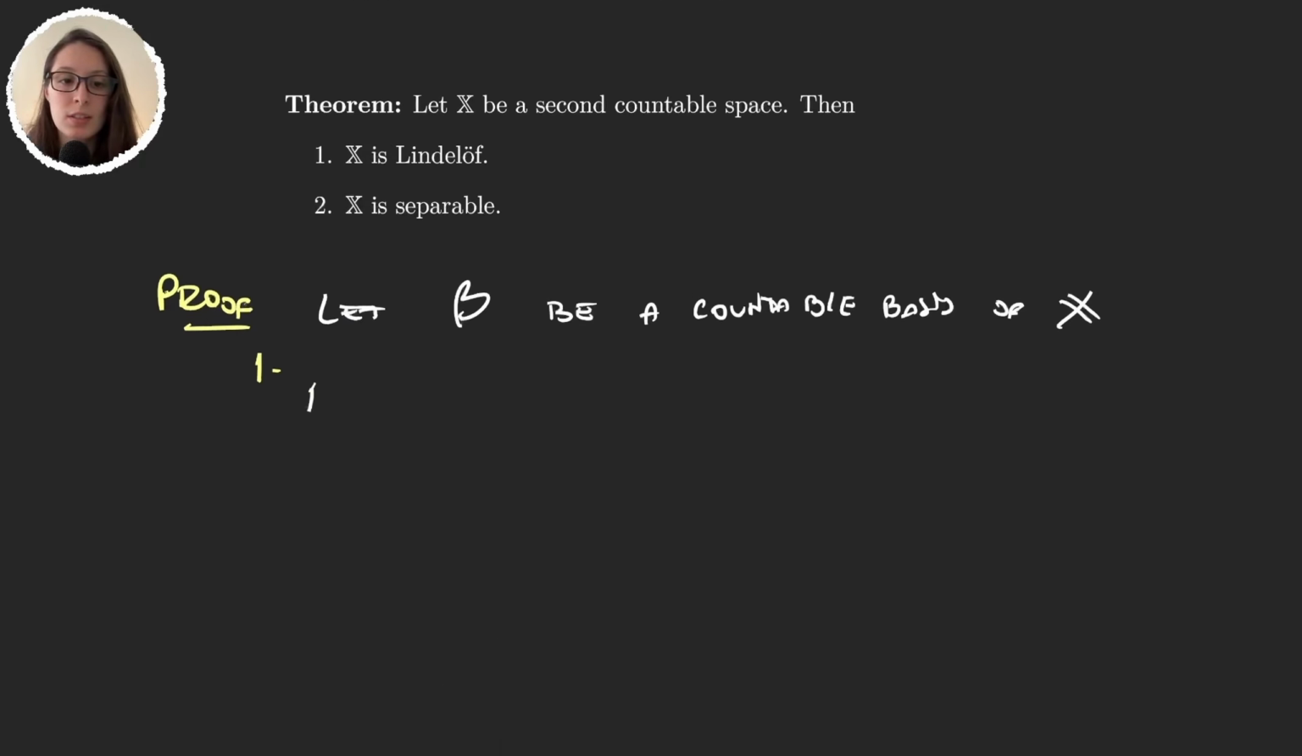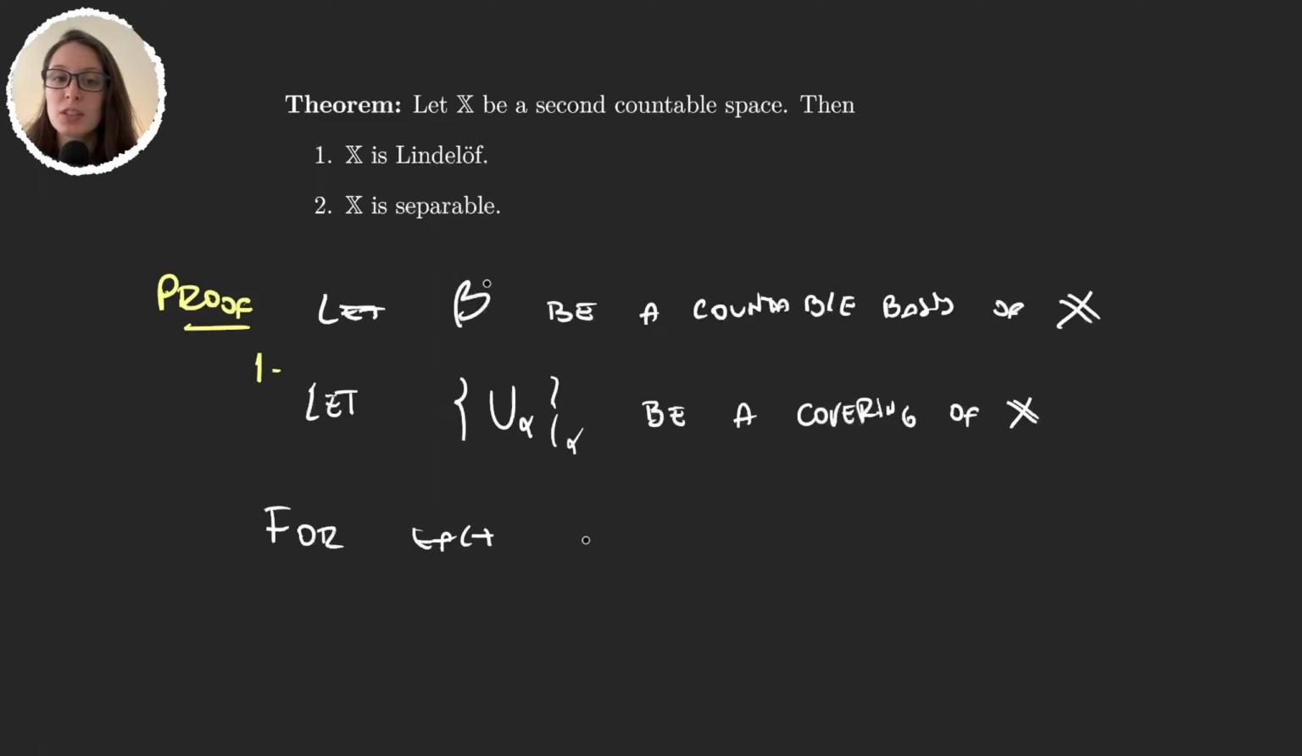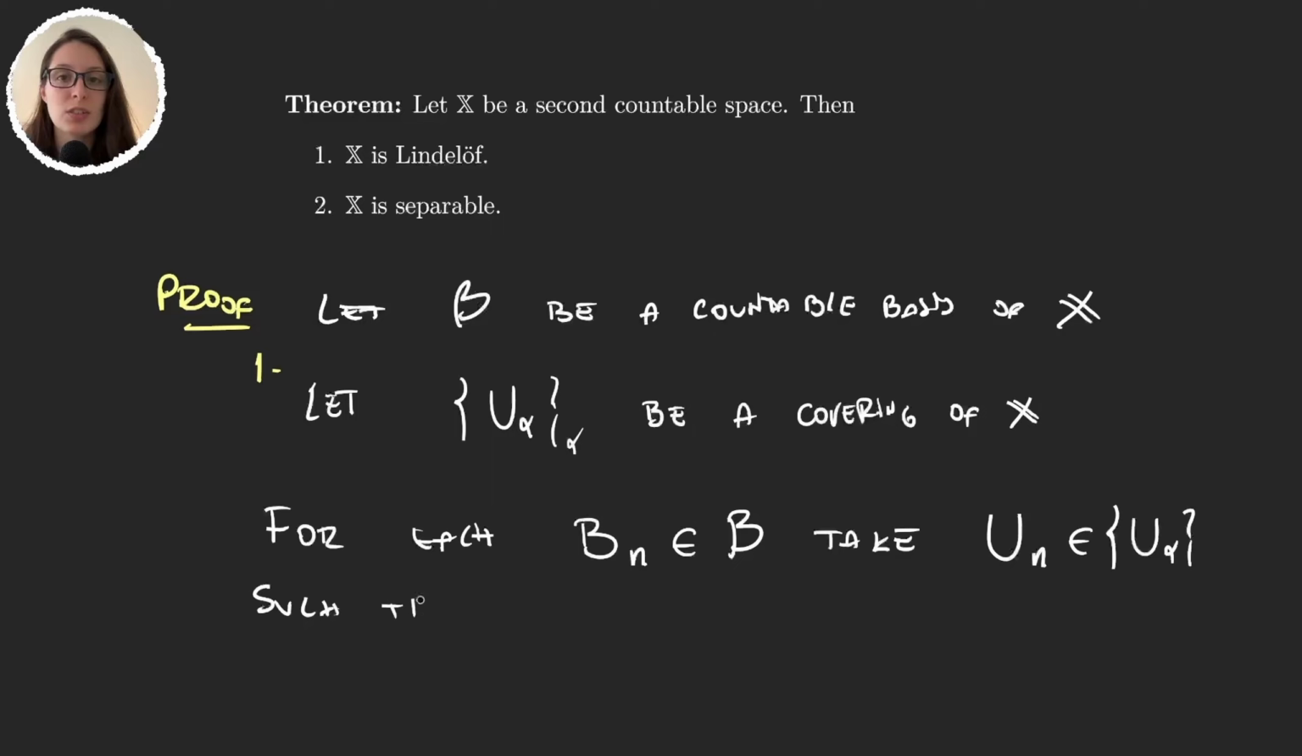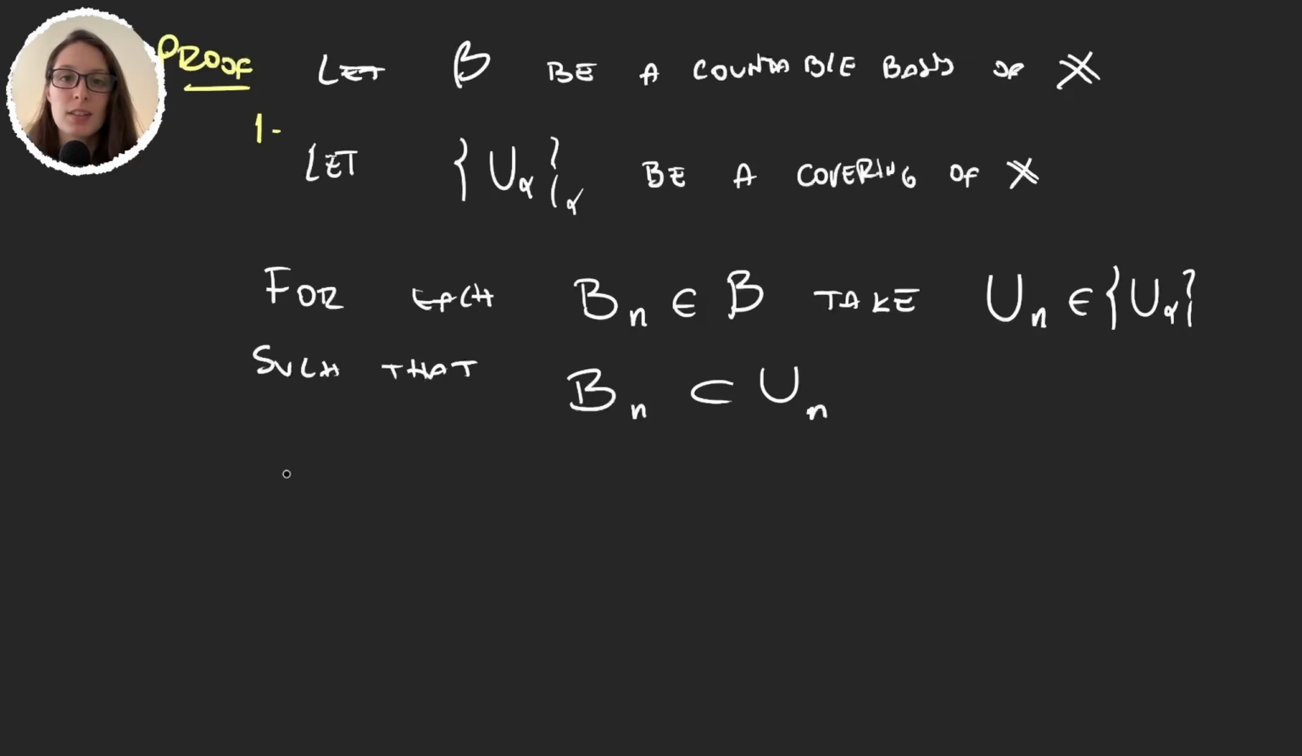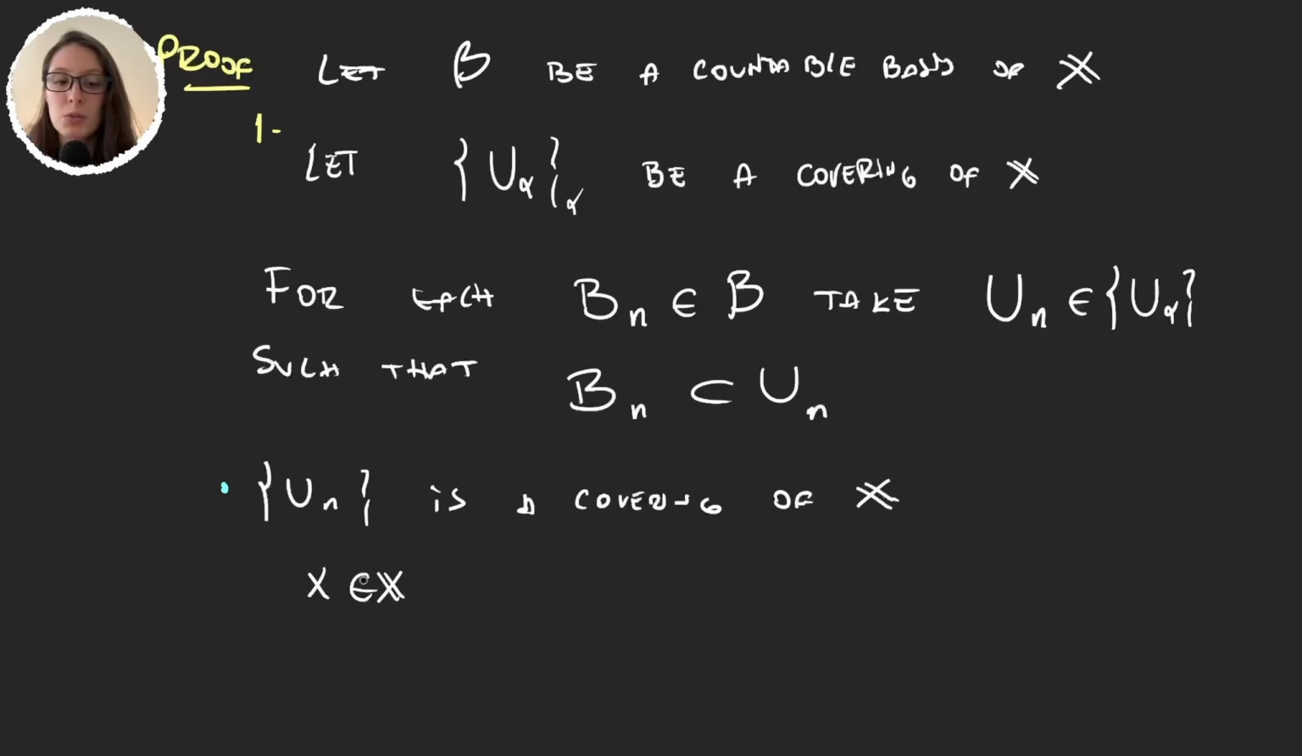So let's take U alpha, a covering of X. Given that this basis is countable, what we're going to do is take for each element in the basis one of the sets in the covering such that this condition is satisfied. Now let's see that this new family of sets is also a covering of X. For this, let's take x, an element in the space. We will need to find one of these elements that covers it.